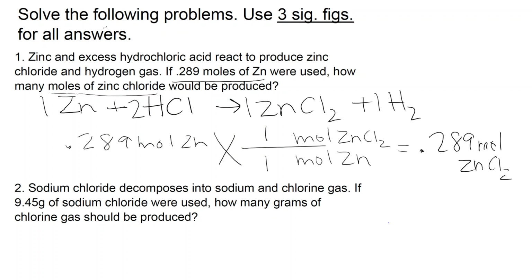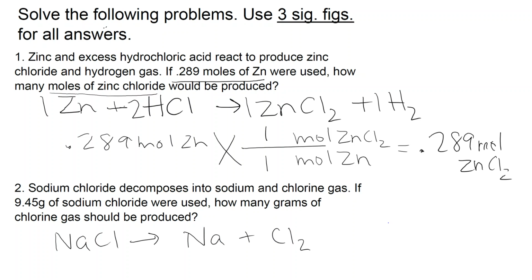In the second problem, sodium chloride decomposes into sodium and chlorine gas. If 9.45 grams of sodium chloride were used, how many grams of chlorine gas should be produced? Again, we start by writing a balanced equation. NaCl is decomposed into Na and Cl2.